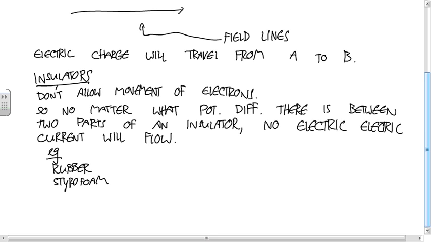Water, in fact, is an insulator. Pure water is an insulator. Electricity can't travel in water at all. But if you put some charge-carrying particles in the water, it becomes a good conductor.